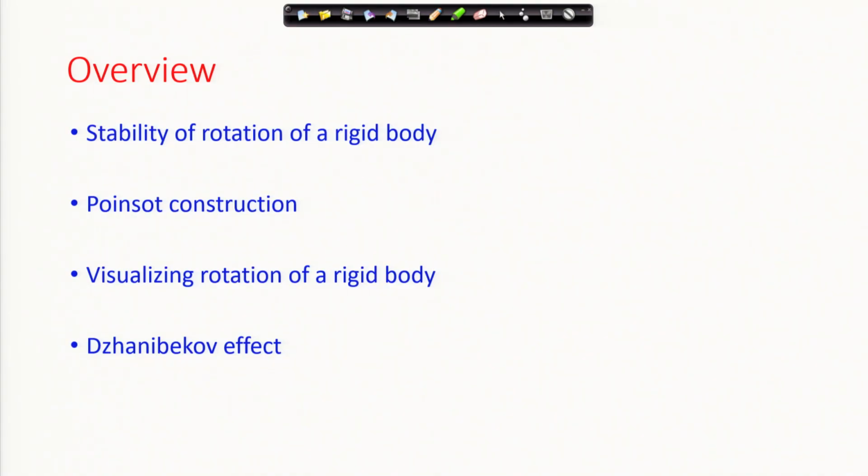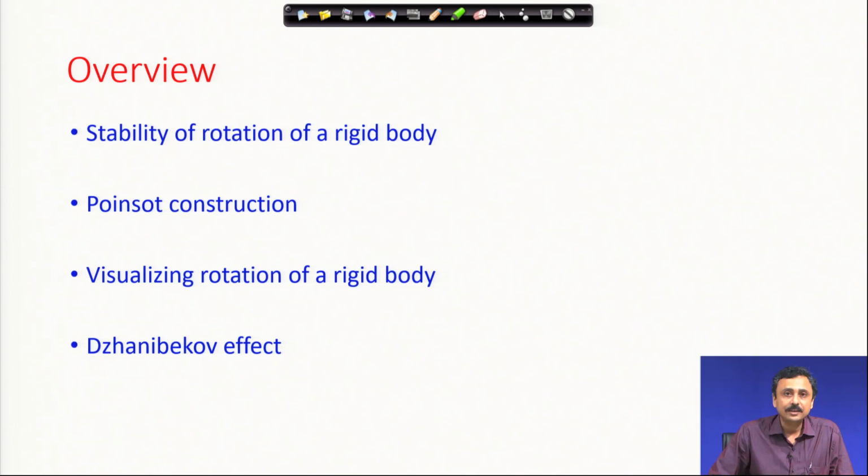We are going to look at the stability of rotating rigid bodies and understanding the dynamics in terms of what are known as Poinsot construction. Then I will show you how to visualize the rotation of a rigid body, and a very interesting effect we are going to see, the Dzhanibekov effect, which was observed by a Russian cosmonaut in space.